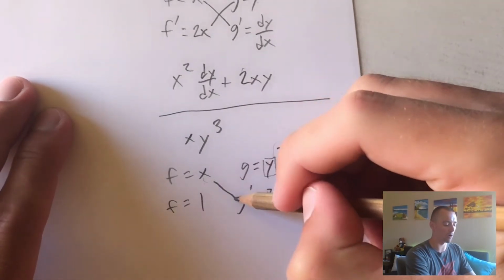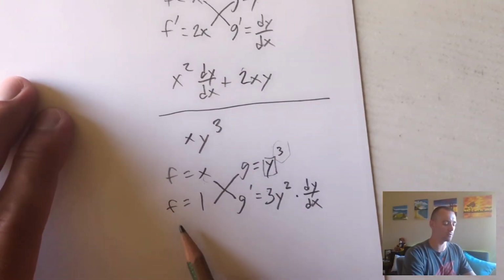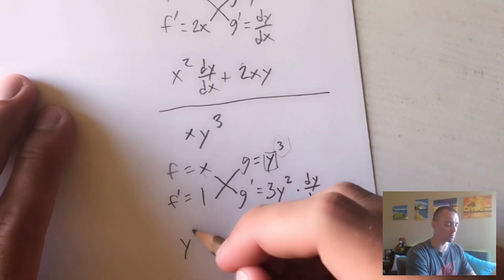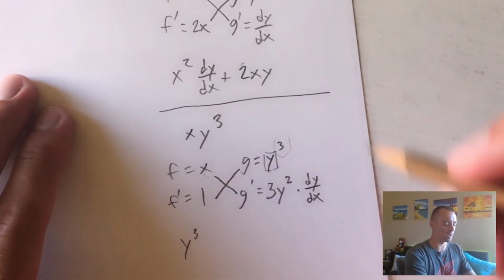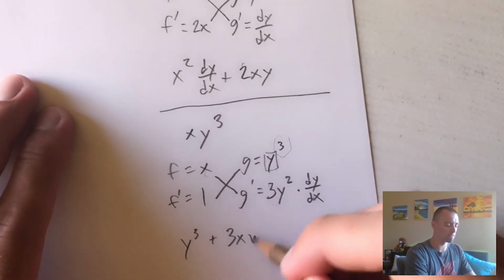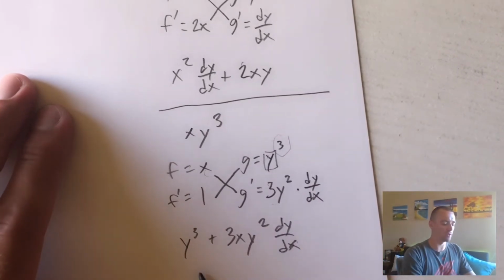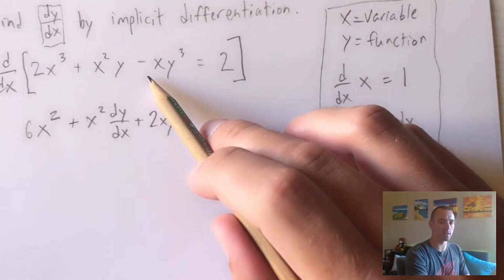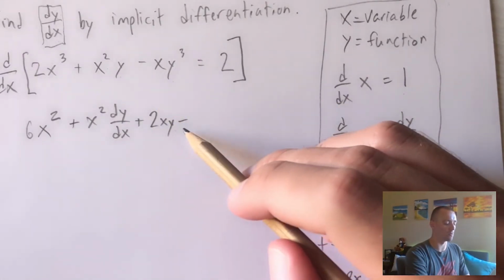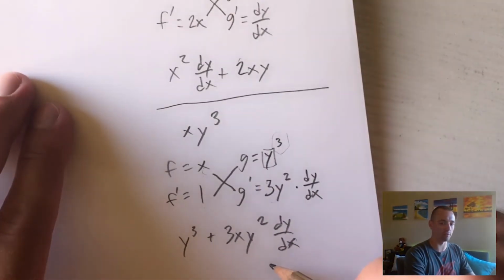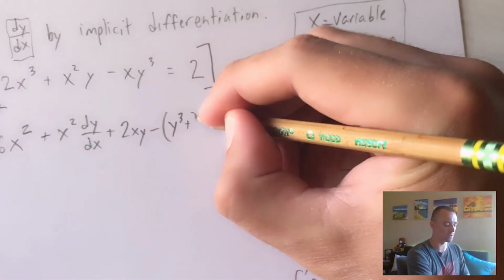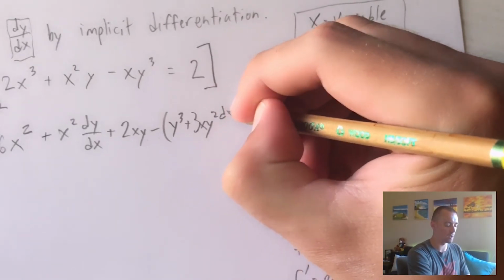And then, again, product rule says we just cross multiply those, f prime times g, g prime times f, and that's just going to give us 1 times y cubed, which is y cubed, and then x times all this here. And so this is the derivative of xy cubed. Remember, we did have minus xy cubed up here. So we have to do minus all of this derivative that we got here. So in parentheses now we're going to have y cubed plus 3xy squared dy/dx.